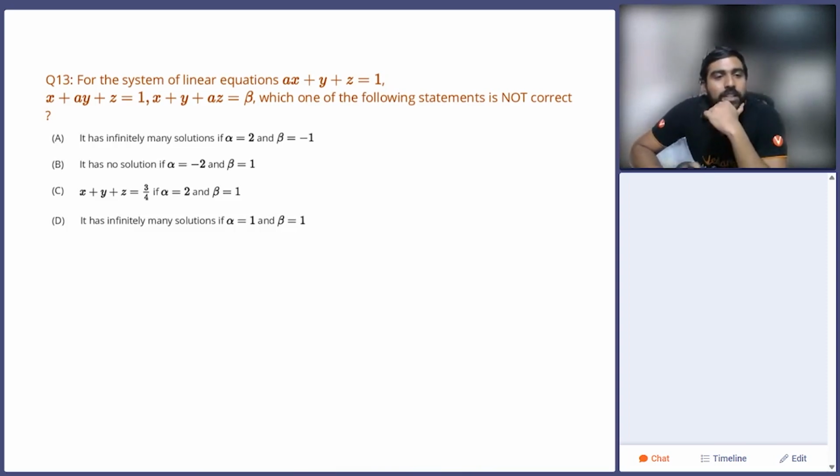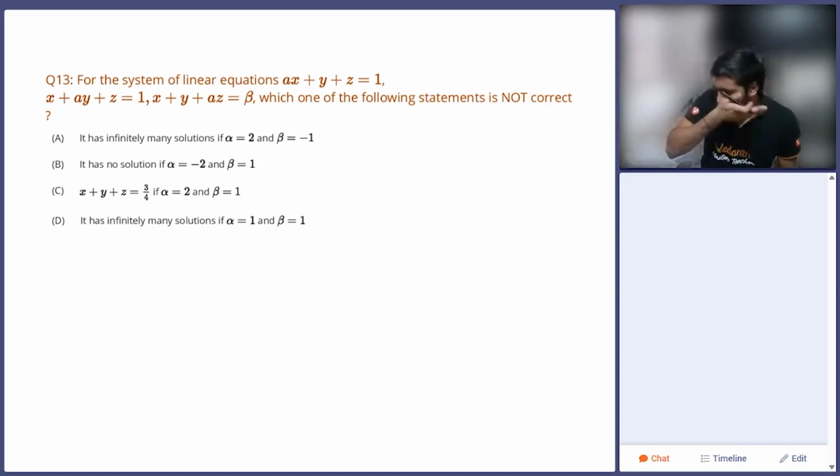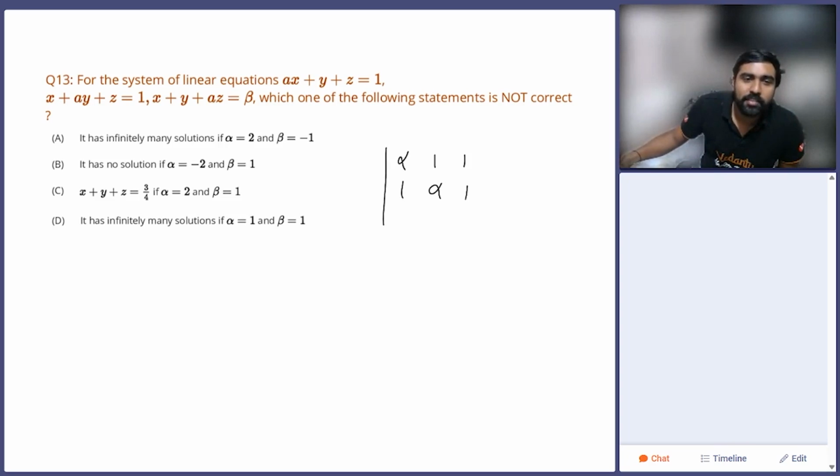So for the system of linear equations, alpha x plus y plus z equal to 1, x plus alpha y plus z equals 1, x plus y plus alpha z is equal to beta, which of the following statements is not correct is what is being asked over here. So, all right, very well. Now what I can say at this point is, let's find the determinant first of all. So alpha 1 1, 1 alpha 1, 1 1 alpha.